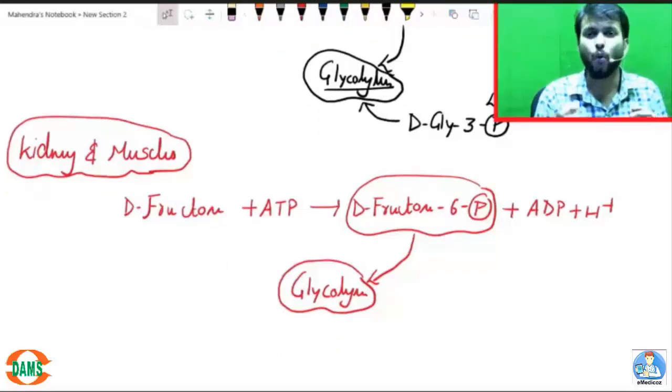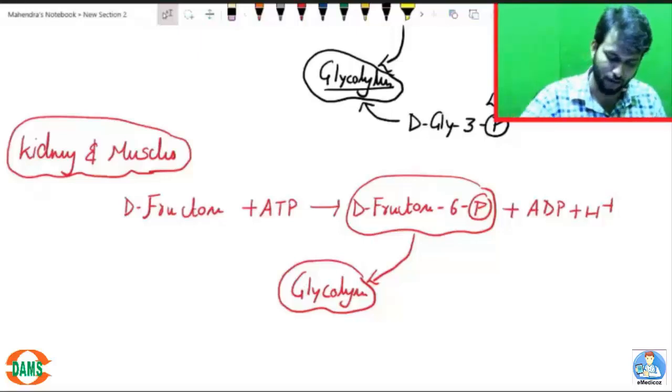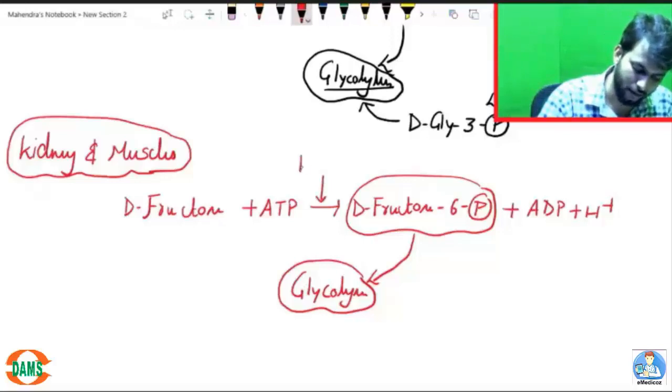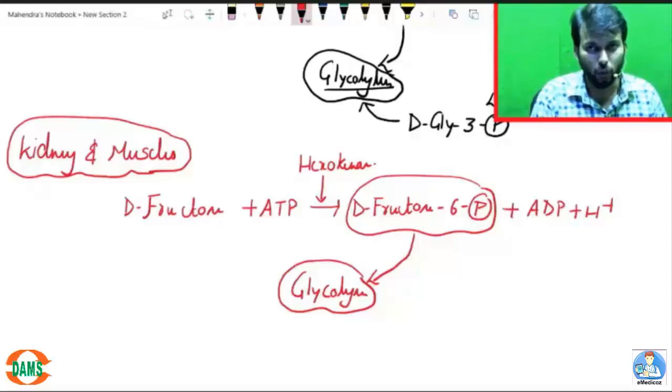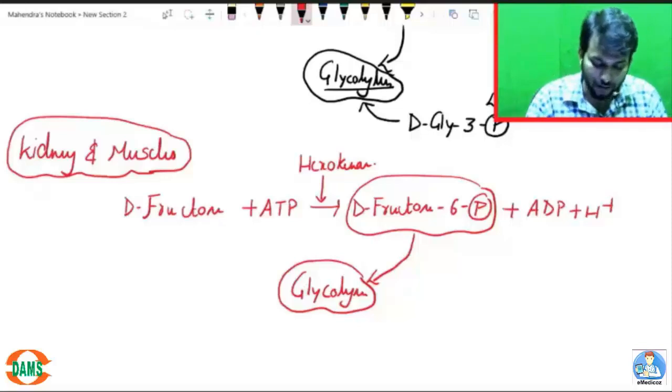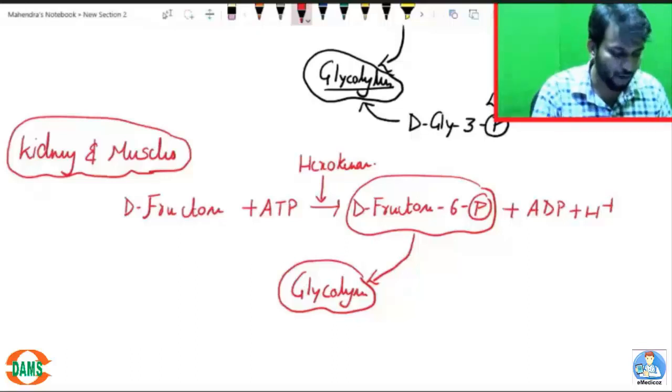So how the kidney and muscles differ from the liver depends totally on the enzyme. In the kidney and the muscle, the enzyme is hexokinase, which phosphorylates fructose at the sixth carbon and makes this molecule the one that is present in the glycolysis pathway as a metabolic molecule. That's how the process of fructose 6-phosphate formation in kidney and muscle is different from the liver, because of the presence of a different enzyme.